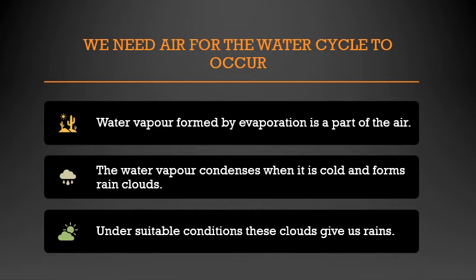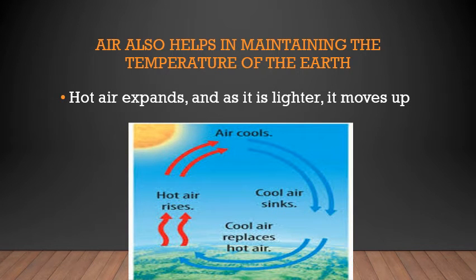Now what is the next importance of air? Air also helps in maintaining the temperature of the earth. Now one thing you should understand is hot air expands. As it is lighter, it moves up. The molecules of the hot air expand. You know the molecules, no? In solids, liquids and gases, we understood that all gases have molecules. So air also has molecules. Now when the molecules heat up because of the sun, the hot air will always move up.